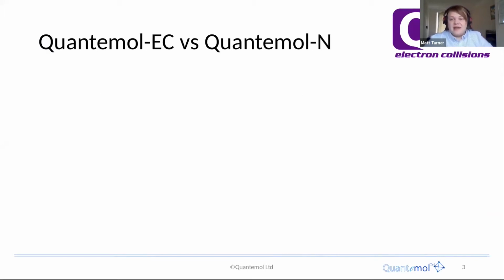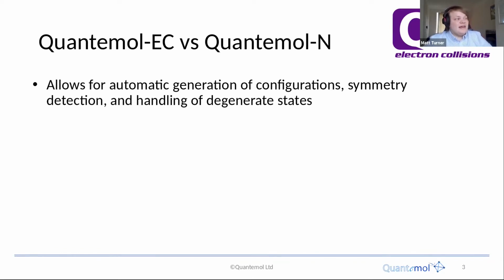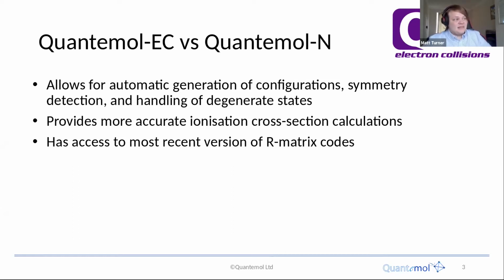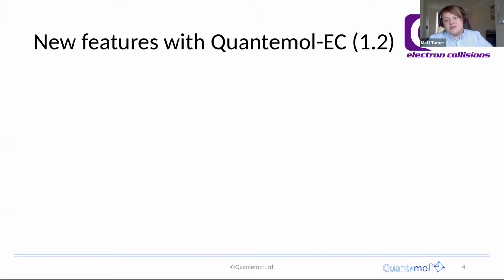Some of you may be familiar with our previous software, Quantemol-N. Here I'm going to be taking you briefly through what Quantemol-EC can do that Quantemol-N cannot. So Quantemol-EC allows for the automatic generation of configurations, symmetry detection, and the handling of degenerate states. This makes it a lot easier to use than its predecessor. It also provides more accurate ionization cross-section calculations and has access to the most recent version of the R matrix codes.